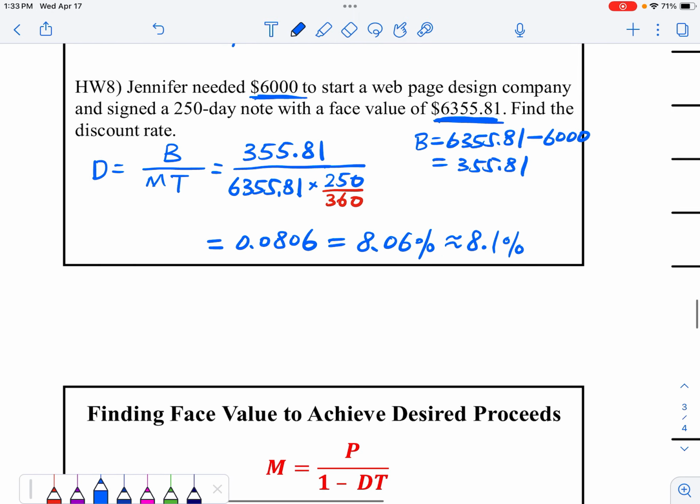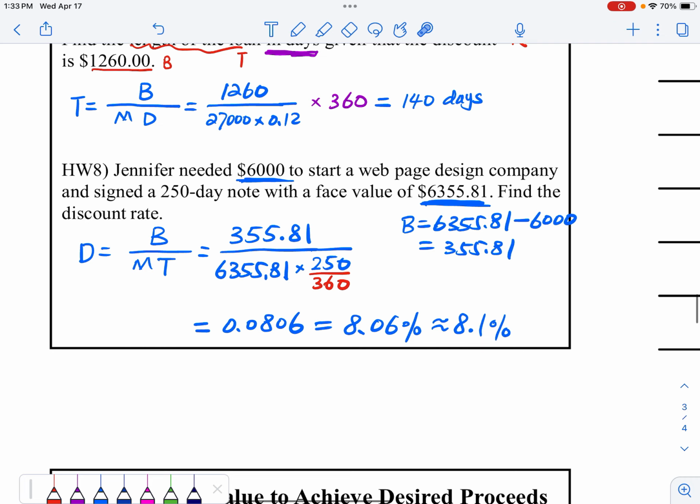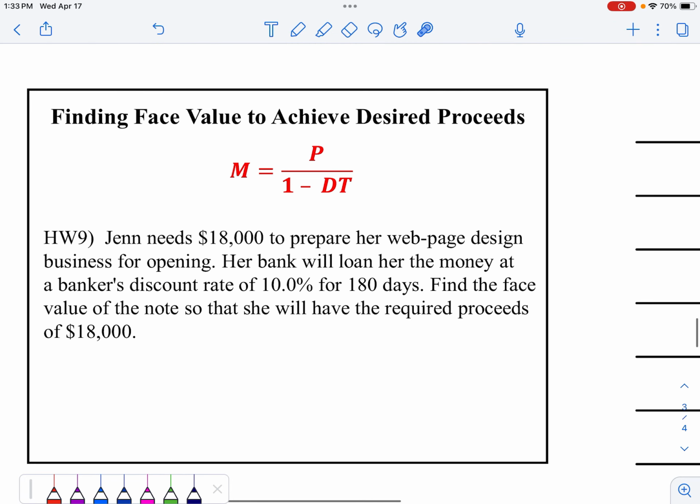All right, so this is pretty much the first topic. We introduced the simple discount note, and through several different problems, we found the proceeds, we found the length of the loan, and we also found the discount rate, right? So we looked at a variety of different problems. The next one is to find the face value to achieve desired proceeds.